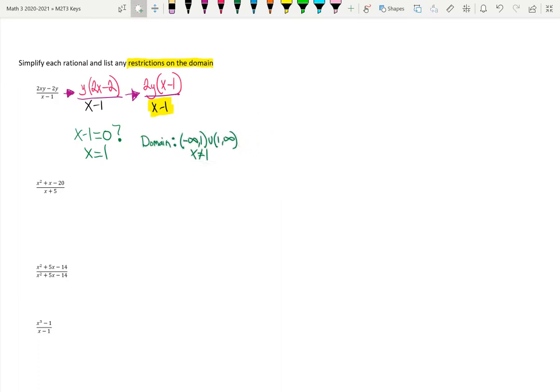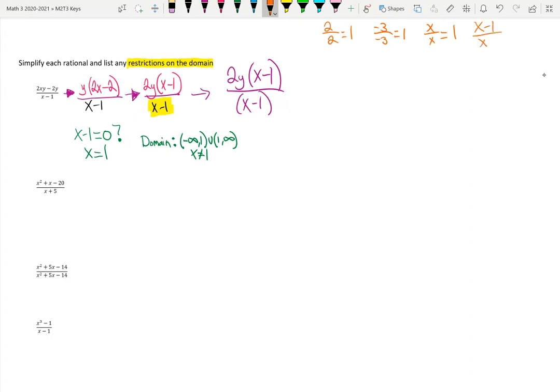Now we're going to simplify. What you should see is 2y times x minus 1, and you have to remember the denominator is a group in itself. They both have the same factors, so I'm able to cancel it out. Remember, 2 divided by 2 is 1. Negative 3 divided by negative 3 is 1. X divided by another number which is the same is 1. Therefore, x minus 1 divided by x minus 1 is equal to 1.